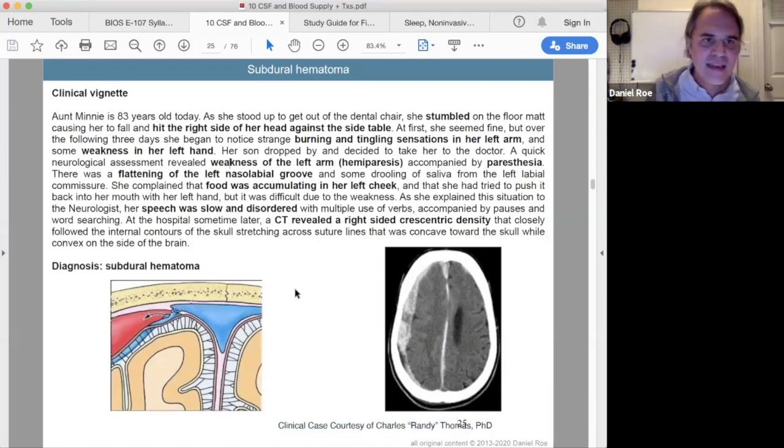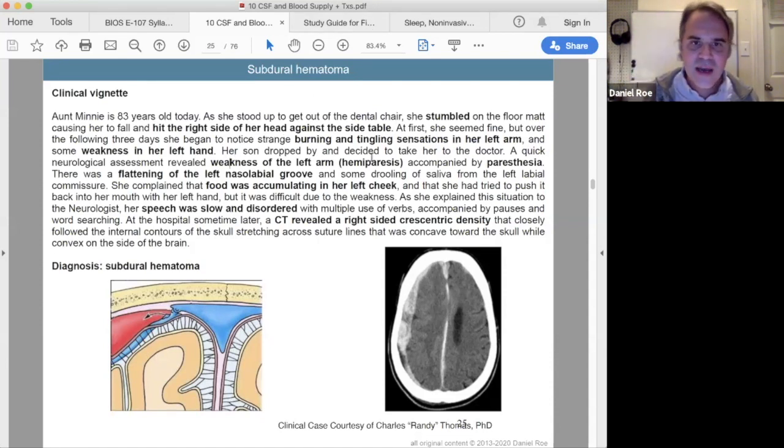So Aunt Minnie is 83 years old today. As she stood up to get out of the dental chair, she stumbled on the floor mat, causing her to fall and hit the right side of her head against the side table. At first, she seemed fine, but over the following 3 days, she began to notice strange burning and tingling sensations in her left arm. So a lot longer course than Mighty Casey, okay? So maybe we exaggerated that for effect, but it's a longer course of progression. So she noticed weakness in her left hand, implicating right hemisphere involvement, remember?